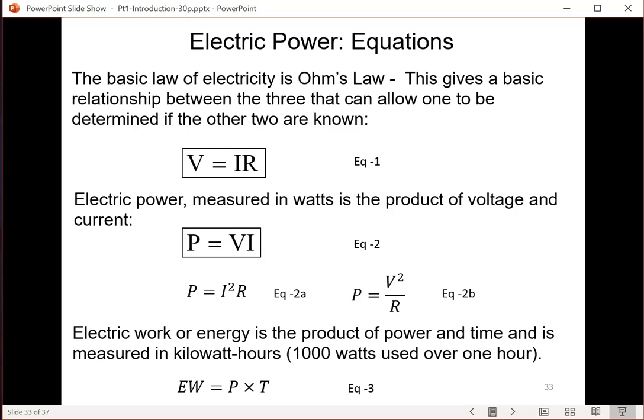Now, if you think about the resistor, because V equals I times R, if I replace the V in equation 2 with IR, I get I squared R. Therefore, for a resistor, if you know the current, you can also work out the power: P equals I squared R. And of course, I can also replace I in equation 2 with V over R. That will give me P equals V squared over R. You can use this to calculate the power of a resistor.